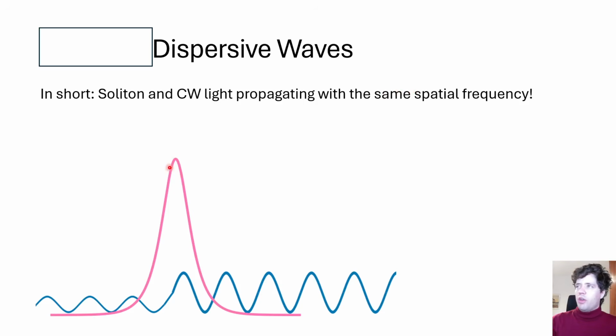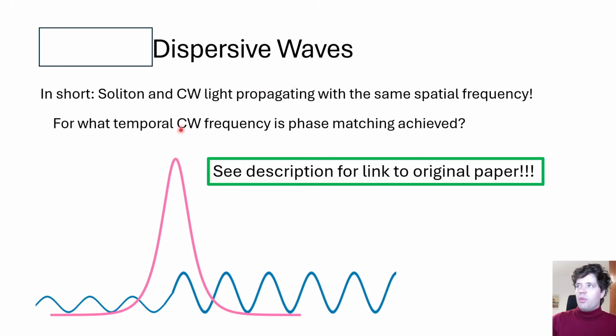We have a soliton and a continuous wave signal that are propagating with the same spatial frequency, which allows for coherent transfer of power from the soliton into the continuous wave, thanks to the nonlinearity. Now, this is the phenomenon referred to in the literature as a dispersive wave. So it's very natural to ask, well, for which temporal frequency is this phase matching actually achieved? Because we saw that it only happens for a very particular range of continuous wave frequencies.